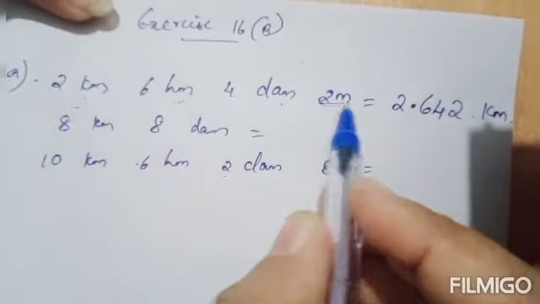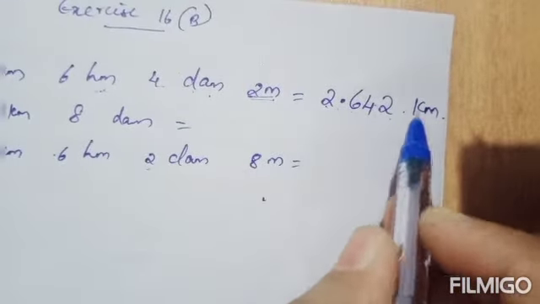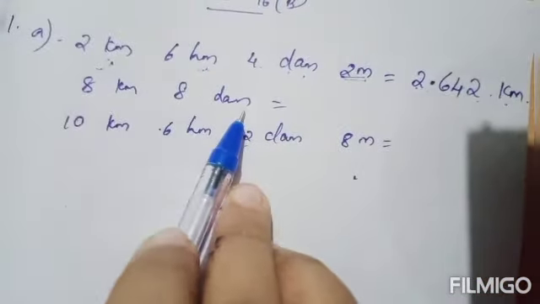Among this, the highest unit is kilometer. So 2.642 kilometer. Okay. Next, 8 kilometer, 8 decameter.